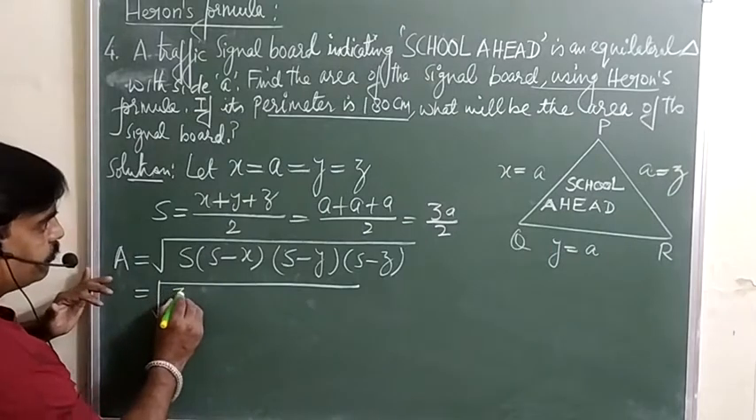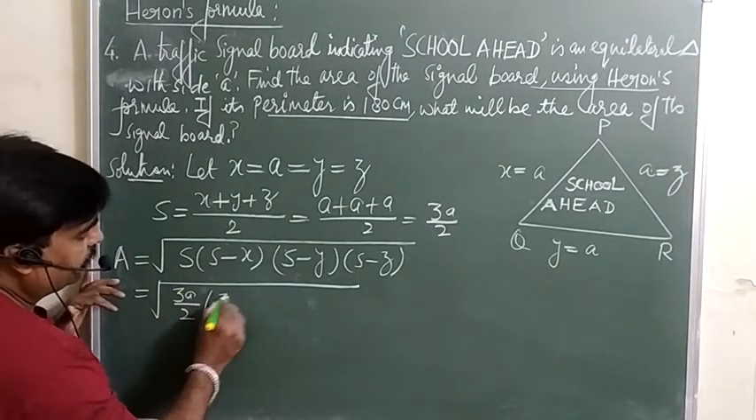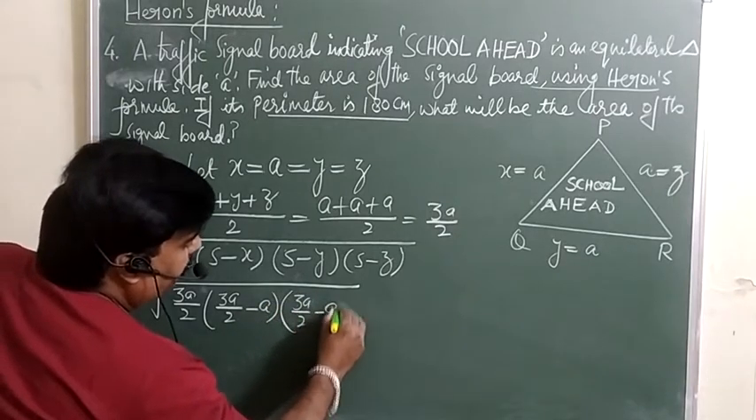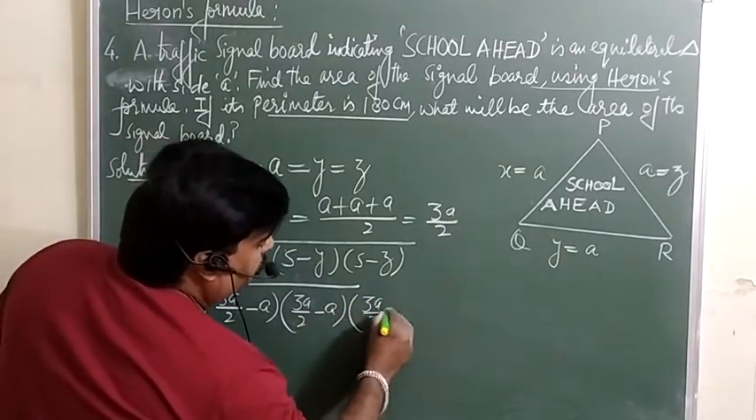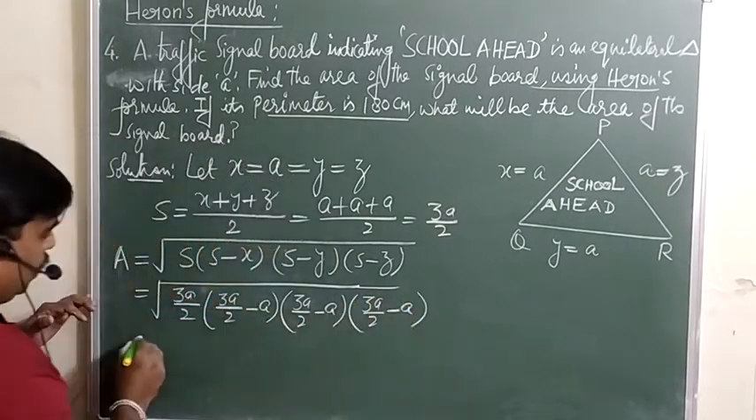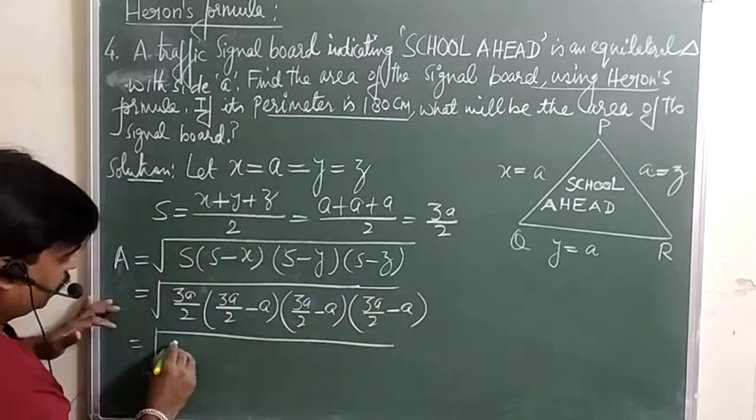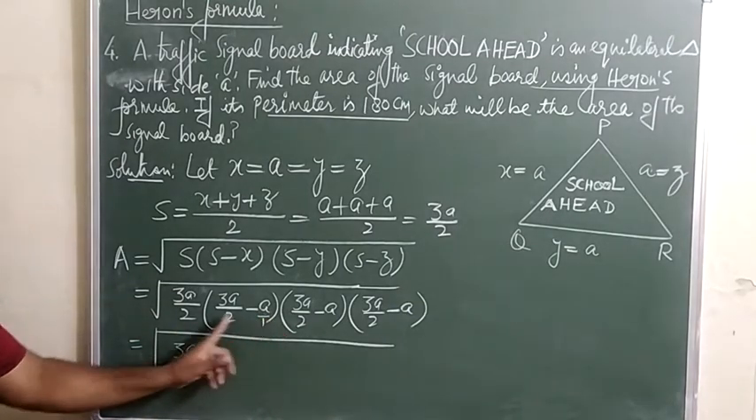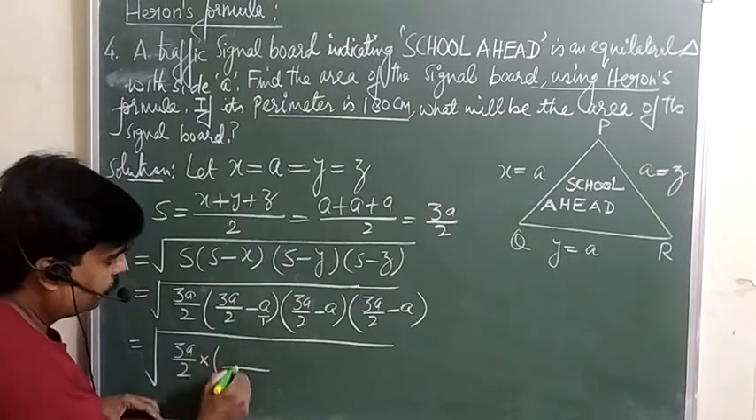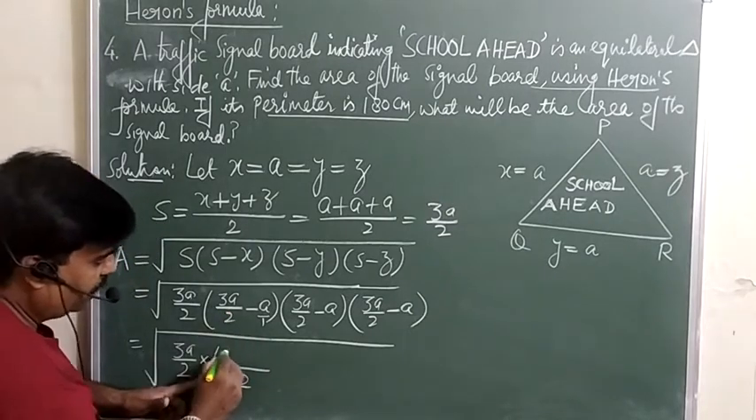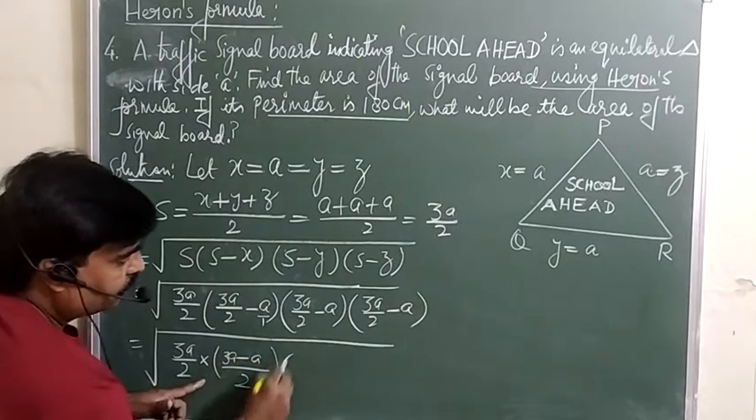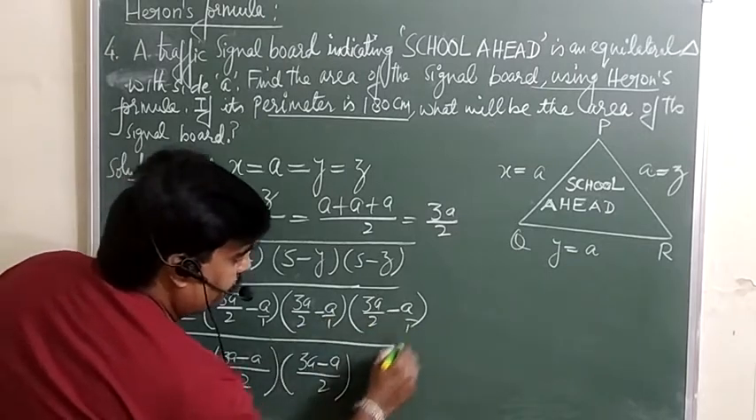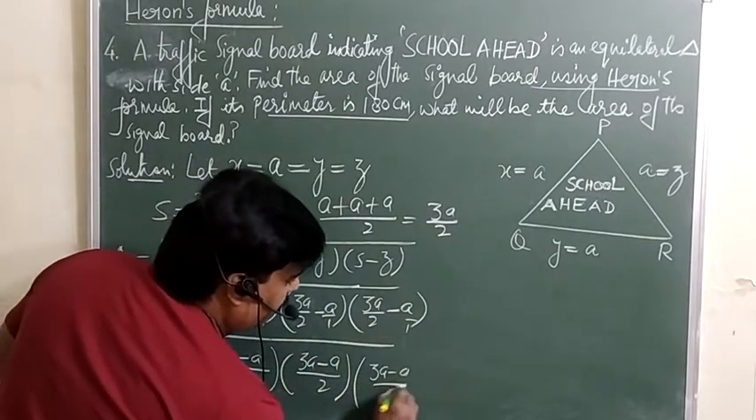You can put here 3a by 2. Here is 3a by 2 minus a, 3a by 2 minus a, 3a by 2 minus a. Here you will solve this one. See, this is 3a by 2 as it is. Here you will take the LCM: 2 divided by 2, 1 into 3, 3a minus a. Same as here, you will get 3a minus a by 2, here is also the same, 3a minus a by 2.